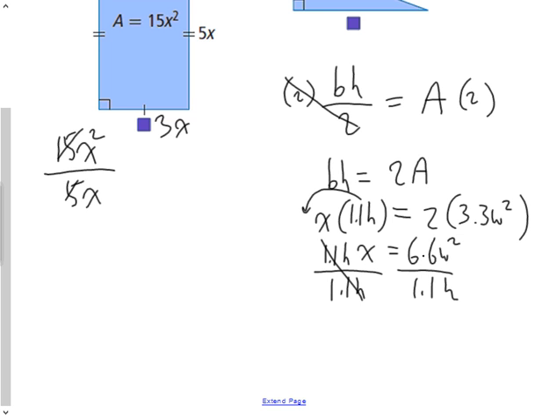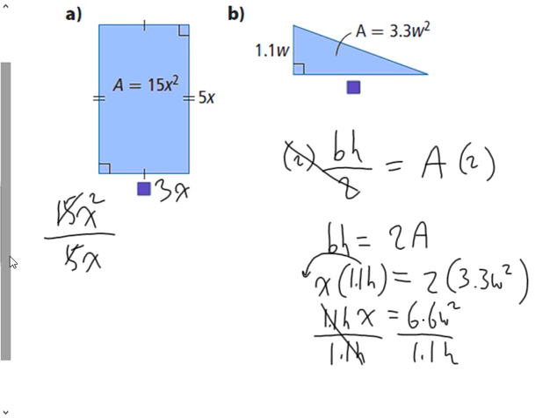I made a mistake here. It's supposed to be a w, isn't it? Oops. I couldn't read my own handwriting. W. 6.6 divided by 1.1 is 6. W squared divided by w is w. So therefore, the base is 6w. That was convoluted and probably unnecessary, but that's okay. That's how I solved it.